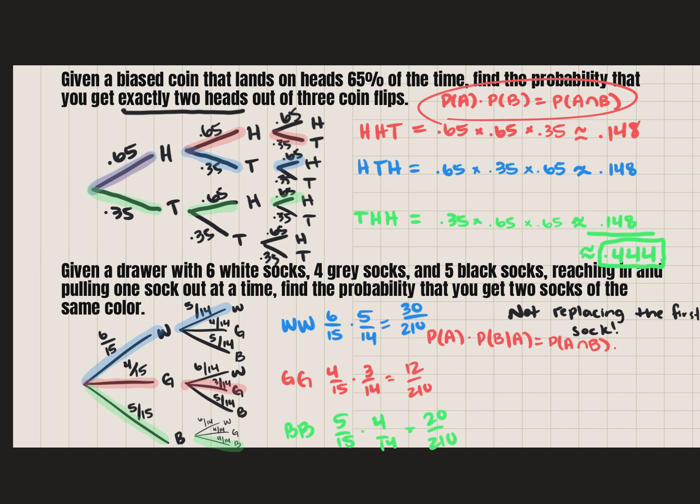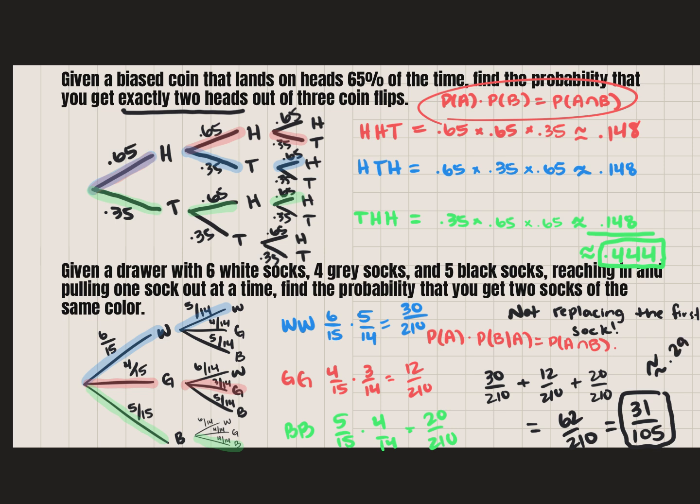I then sum all my probabilities up. So 30 over 210 plus 12 over 210 plus 20 over 210 is going to give me 62 out of 210, which I then simplify. If I divide both of those by 2, I'll get 31 over 105 as my final probability here. Or you can turn it into a decimal. 31 out of 105 is approximately 0.295.